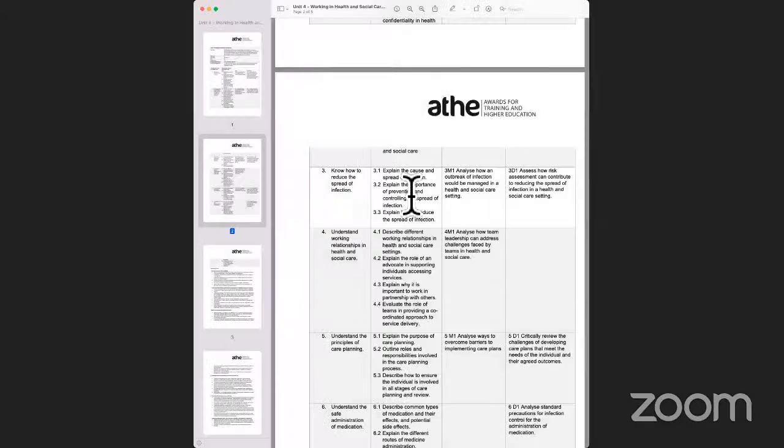So if I just quickly bring your attention back to the unit specification, as you can see, it talks about explain, and then there is analyze and assess, which is the merit and distinction criteria task. So basically, most of it is know-how. That means you need to have the knowledge about some of the key terminology and terms.